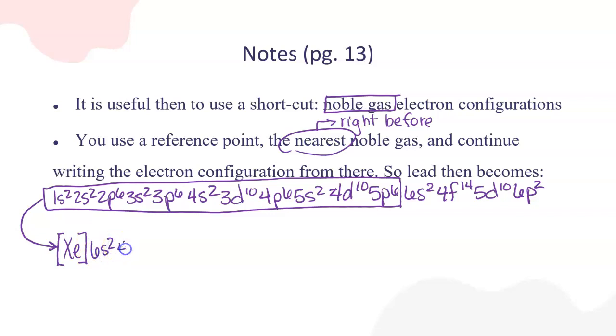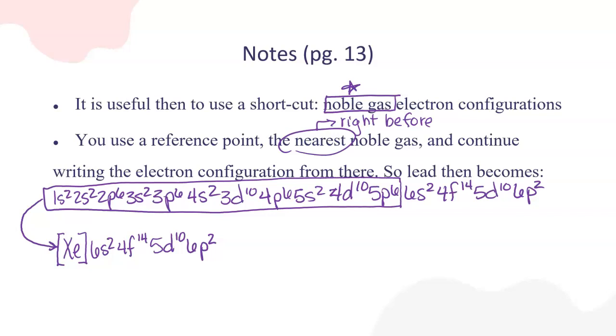6s2, 4f14, 5d10, 6p2. So instead of writing all of that, we can say that from this noble gas spot, this is what the rest of it is. It is only noble gases that you can use as a shortcut.